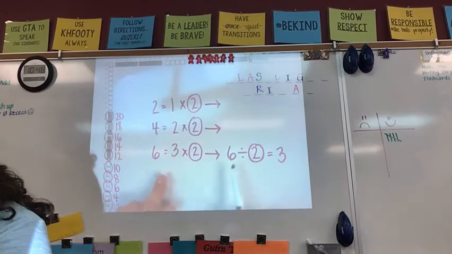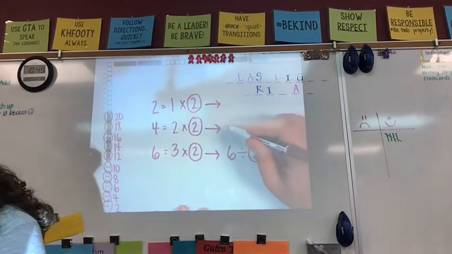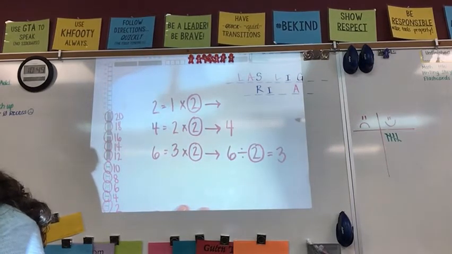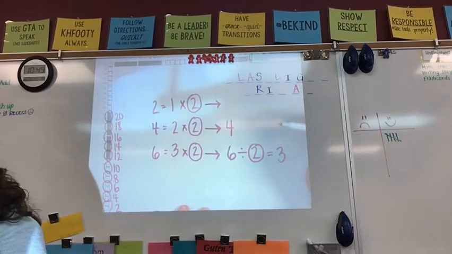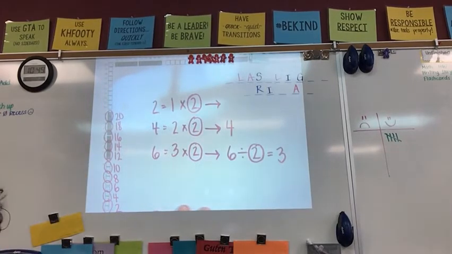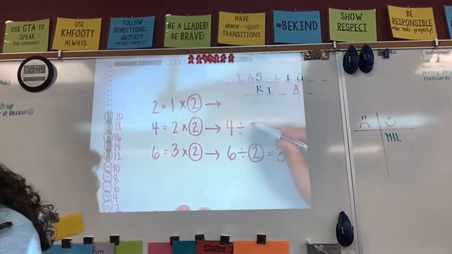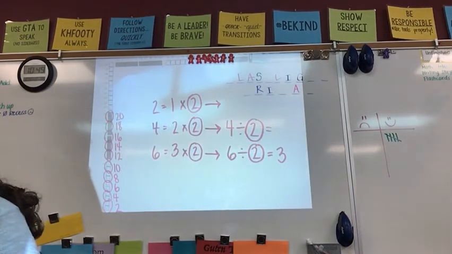Let's do it for our 4. Ready? Write with me. 4 divided by 2 equals, and don't tell me the answer yet, because I'm going to give some friends some wait time to get that written down. Get those markers to your board, please, because this is great practice for you.